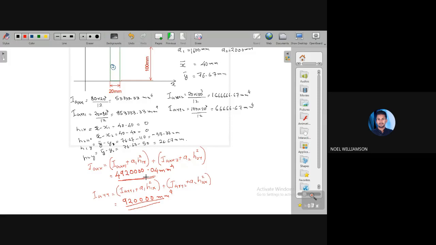Let's check it. Here H1x and H2x will be 0, so this whole term will be 0. So in fact it will be IGYY1 plus IGYY2.